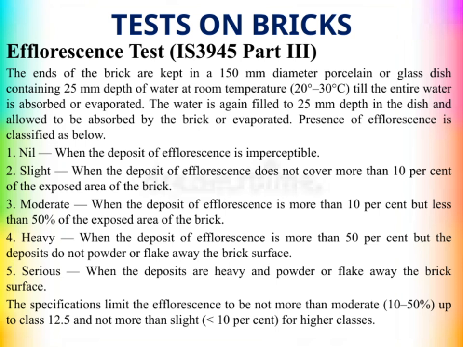It's important to note that the standards specify the acceptable level of efflorescence based on the class of brick. For example, bricks up to class 12.5 are allowed to have efflorescence not exceeding the moderate level, which is between 10 and 50% coverage. For higher classes, the limit is even stricter. Only slight efflorescence, less than 10%, is permitted. Understanding this test helps us ensure the durability and aesthetic quality of bricks, aligning with overall standards for building materials.